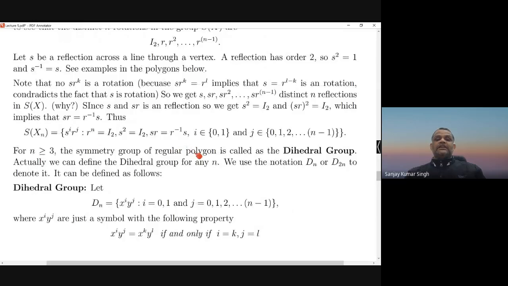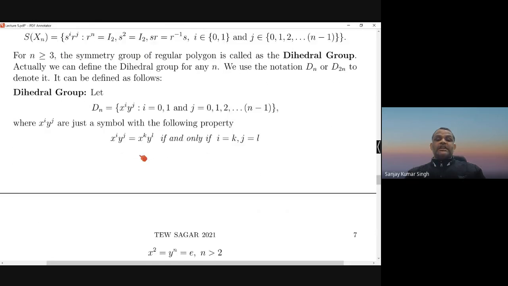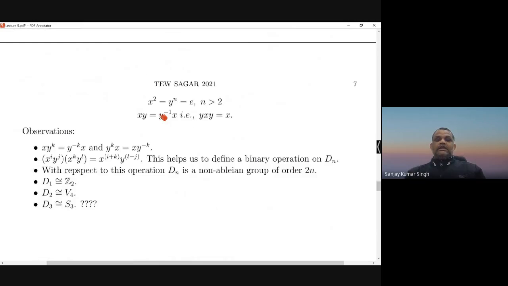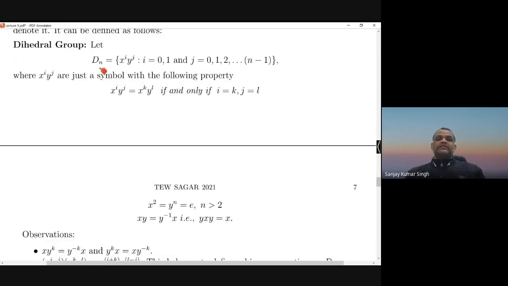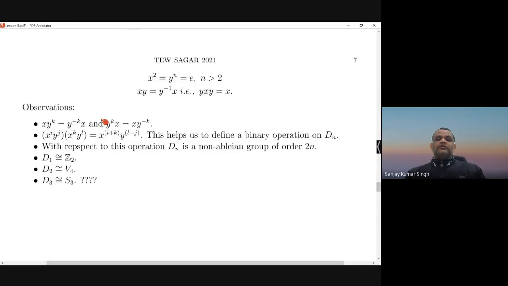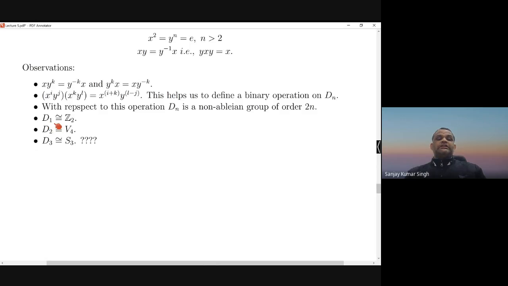So just taking these, I have defined abstractly what Dn is, and in this definition Dn is defined for any n. I don't need to put n greater than or equal to 3. And it is very easy to check that D1 is isomorphic to Z2, D2 is isomorphic to V4, which is the Klein 4 group, and D3 is isomorphic to S3.